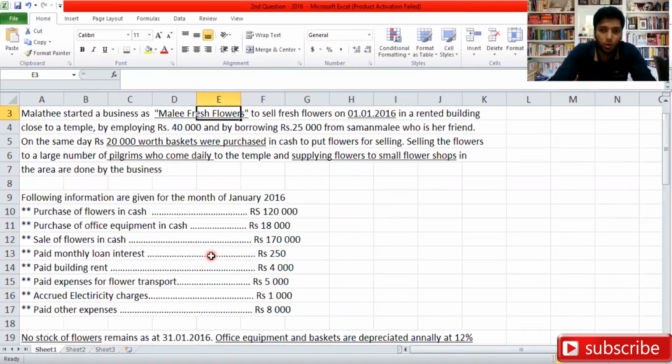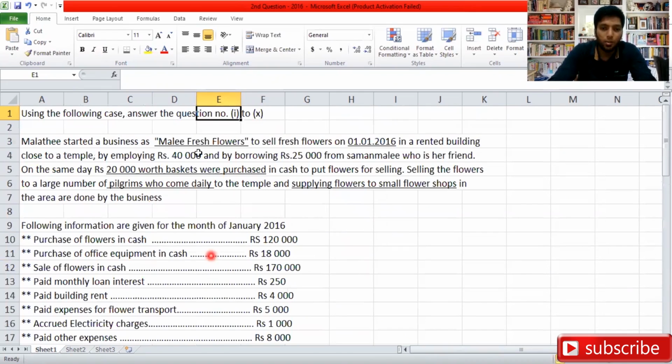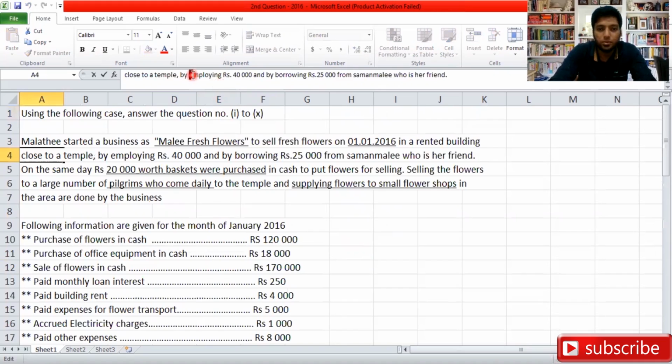Now I'm going to move on to the areas where I have underlined. Mali Fresh Flowers is the business they have started on 1st 2016. I have not underlined this area. They employed 40,000. I will underline that also. And also they borrowed 25,000. So now I can easily move on to the areas where I have underlined. Mali Fresh Flowers employing rupees 40,000, borrowing 25,000. 20,000 worth baskets were purchased. Then pilgrims who come daily, supplying flowers to small flower shops.